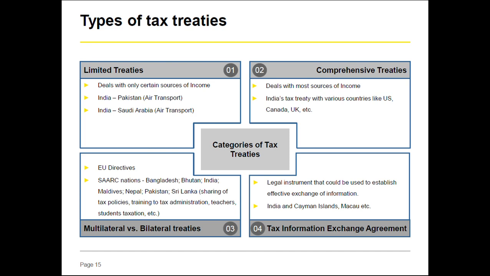Multilateral versus bilateral treaties: bilateral is a treaty between only two countries, and multilateral is between several countries. A tax information exchange agreement is also a type of treaty, which does not involve any rates. It is just information transferred from one country to another.